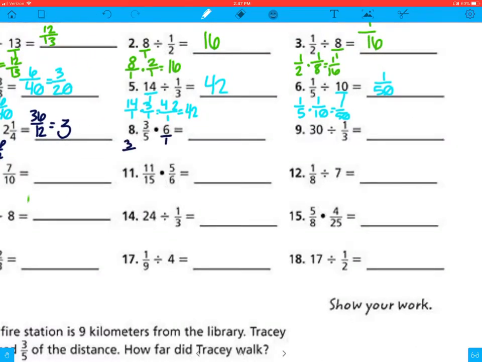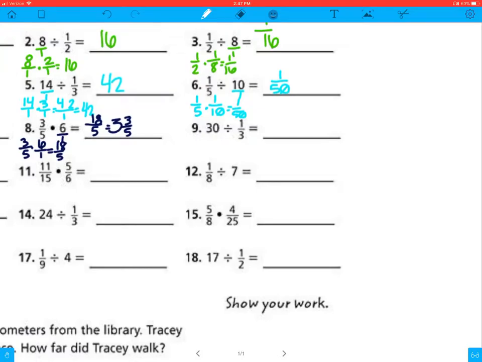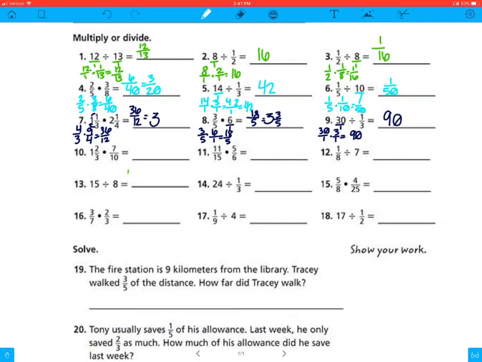3/5 multiplied by 6 is 3/5 multiplied by 6 over 1, which is 18 over 5. I can simplify that into 3 and 3/5, because 5, 10, 15. 30 divided by 1/3 is 30 over 1 multiplied by 3 over 1, which is 90 over 1. Again, 90. So how many thirds does 30 have?